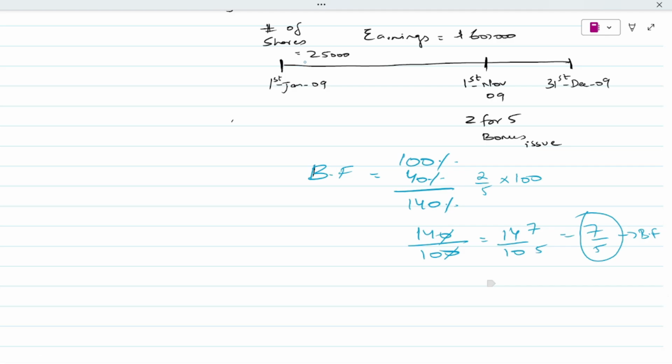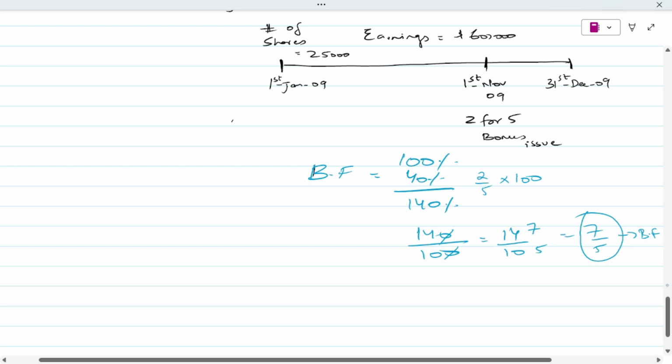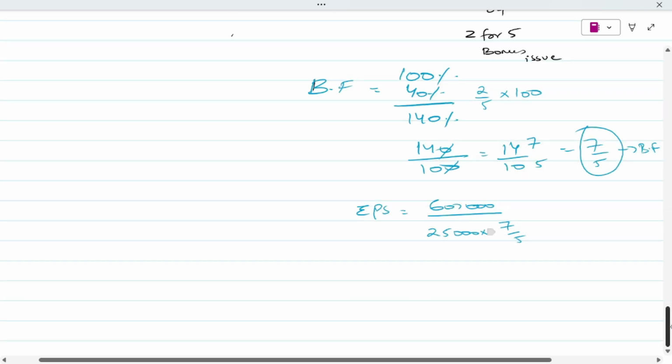Okay, so I hope you got the correct bonus factor. Now, after this, we are just going to adjust the number of shares from the beginning. So I'm going to calculate my EPS now. Very simple. The earnings for the year given to me are 60,000. The shares that I had in issue at the beginning were 25,000, and I'm just going to multiply these with my bonus factor, which is 7 over 5. So my EPS is going to be equivalent to $1.71. That's my EPS.